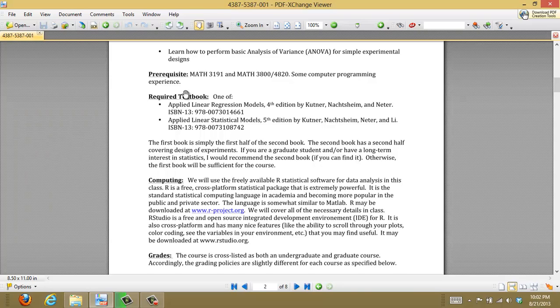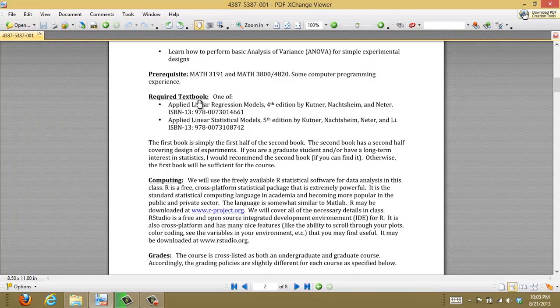I list two different options, which may seem kind of odd. But if you look at the authors, you might suspect that perhaps these books are more similar than meets the eye. The first is Applied Linear Regression Models, 4th edition. The second is Applied Linear Statistical Models, 5th edition. The first book listed is really just the first half of the second book. The second book is really just the first book plus some additional material on experimental design. So if you're a graduate student, and if you have long-term interest in statistics, I recommend getting the second book if you can find it.